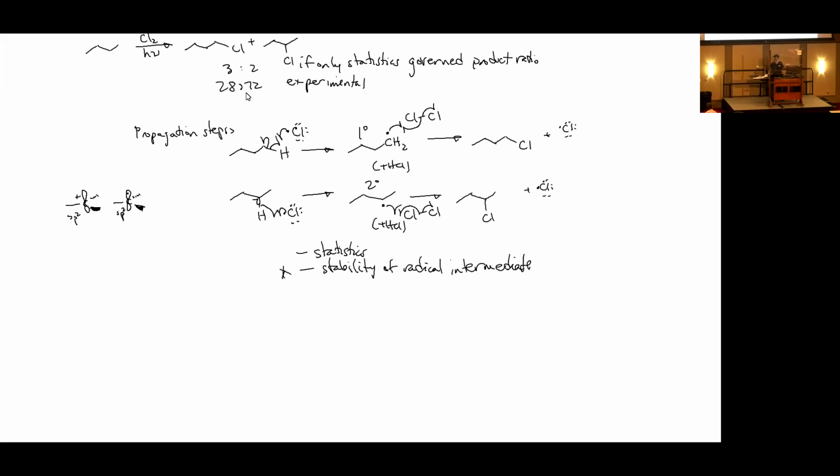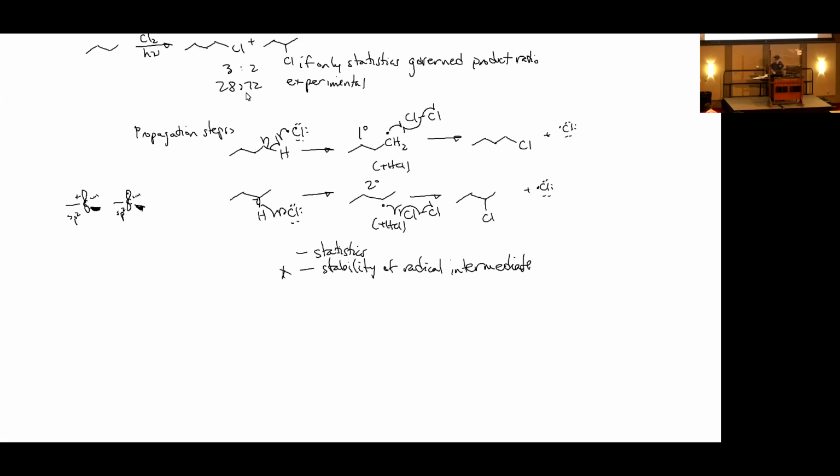There's 2, 3, or 8 products. We can predict what the ratio will be if only random chance determines the product outcome. And that's fairly easy to do. We just count the number of hydrogens of each type. And the way we know that we're looking at 2 hydrogens that are the same or 2 hydrogens that are different is by naming the product. And if the name comes out the same, then the 2 hydrogens in question are the same. If the name comes out different, then the 2 hydrogens in question are different.